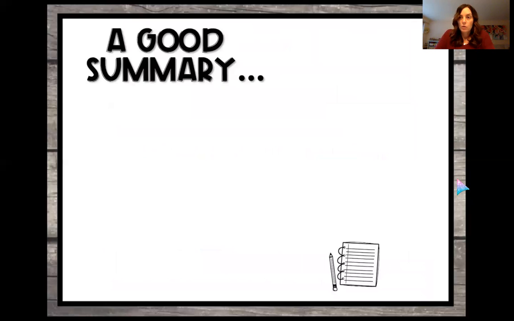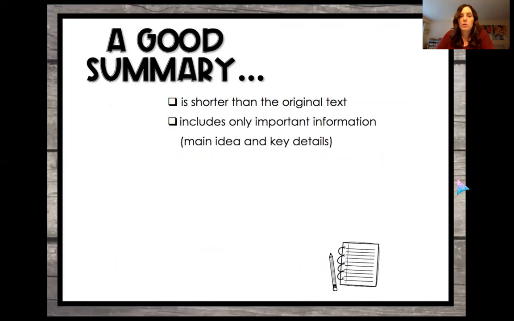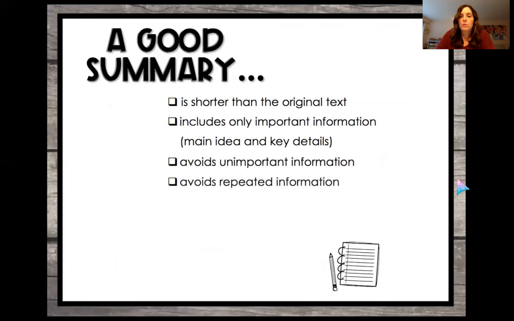Here's a checklist for you to make sure when you are writing your summary. A good summary is always going to be shorter than the original text. You don't want to retell every single line. It includes only the important information, the main idea and key details. It avoids unimportant information. It avoids repeated information. So try not to say the same thing over and over again.